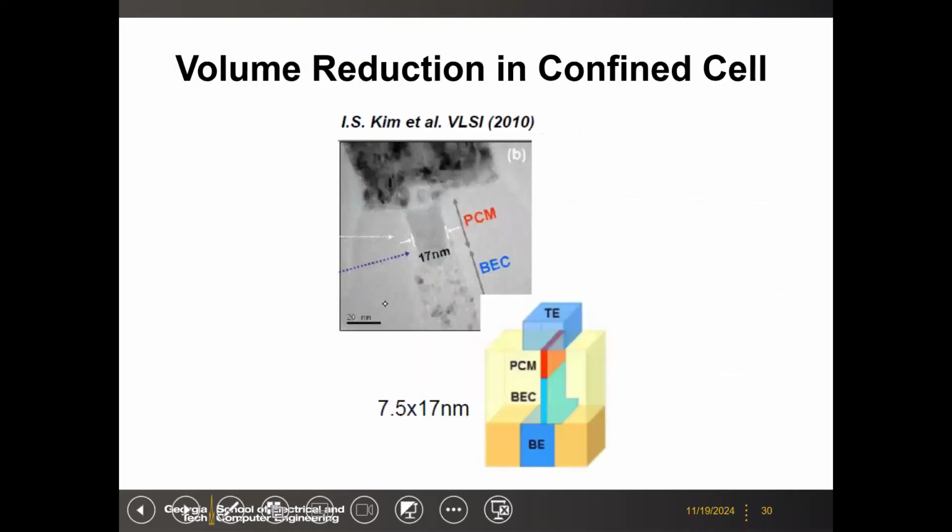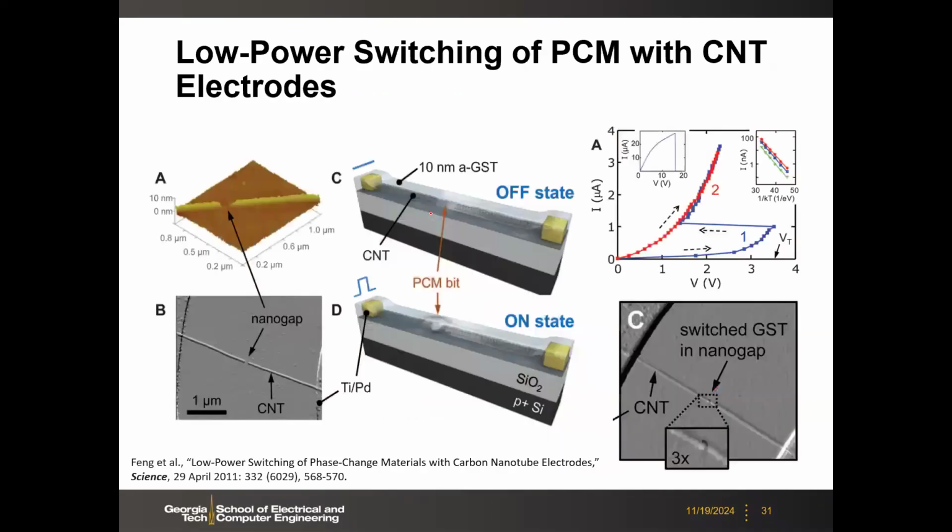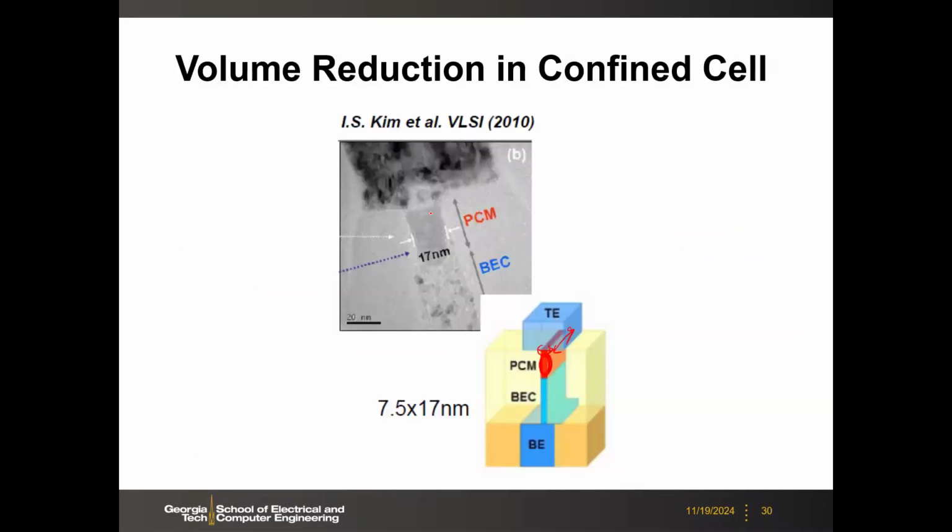With this concept, people have demonstrated, I believe this is from Samsung, at the VLSI Symposium 2010, a really scaled confined cell with a dimension like 7 nanometer by 17 nanometer. The phase change material is confined in this local space. You can see some images from the TEM.